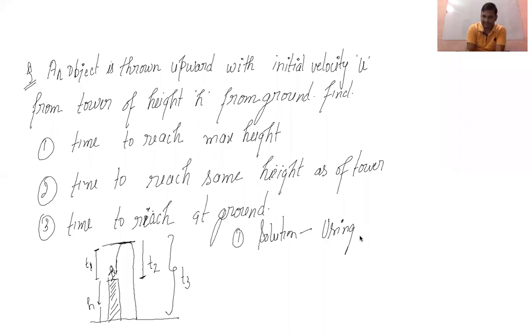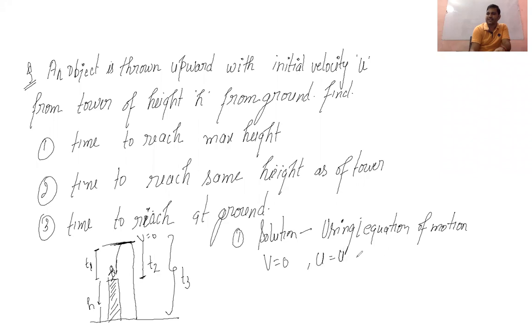So using first equation of motion, what they ask is you have to find out the time to reach max height. When it reaches this max height, the final velocity will become 0. Is it clear? When you throw any object in upward direction, what happens in this case? The velocity becomes 0 at the highest point. So if velocity becomes 0 at highest point, you can write here.